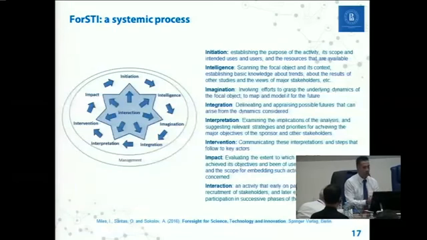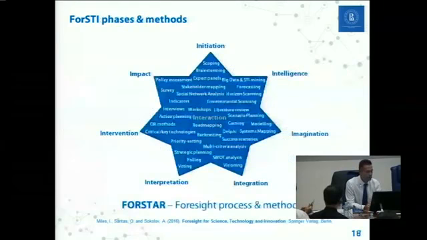And then we do the assessment of this impact at the end of the activity. So we'll look at whether we have done something useful or it can be improved in the next round. And the activity is interactive with the engagement of stakeholders. And we have quite a few methods we can use for this process. So this is our ForSTI, and it explains Foresight processes and frequently used methods for each of these phases.